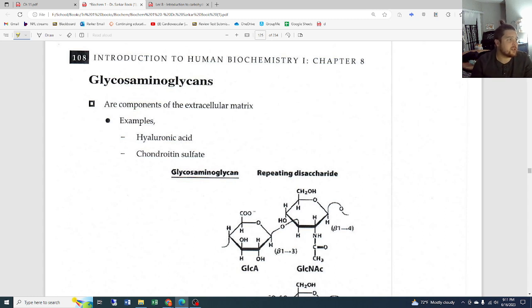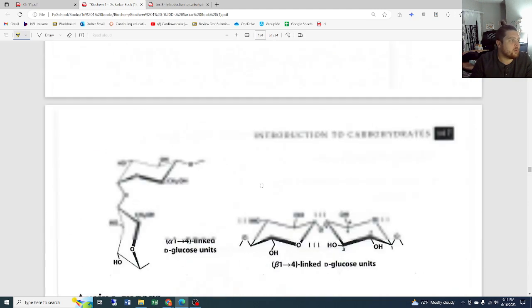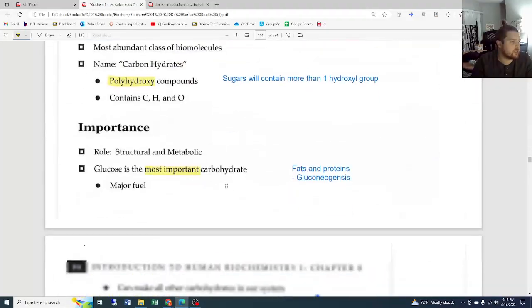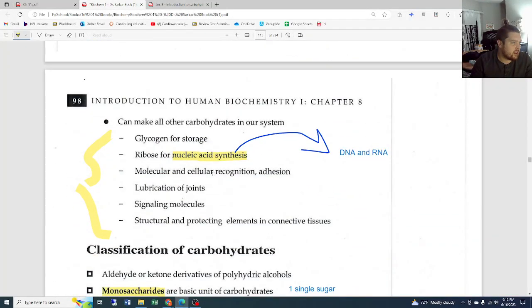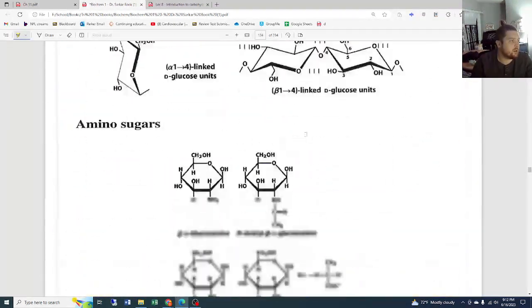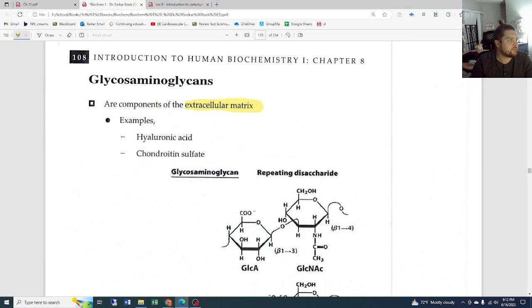Glycosaminoglycans. These are components of the extracellular matrix. So these are going to be part of when we're way up at the top, when we talked about some of the functions of these sugars, right? We have structural and protecting elements in connective tissues. That's what we're talking about with our glycosaminoglycans. The examples: hyaluronic acid and chondroitin sulfates. Hyaluronic acid, this is a big one. You'll hear a lot about hyaluronic acid in a couple different classes.